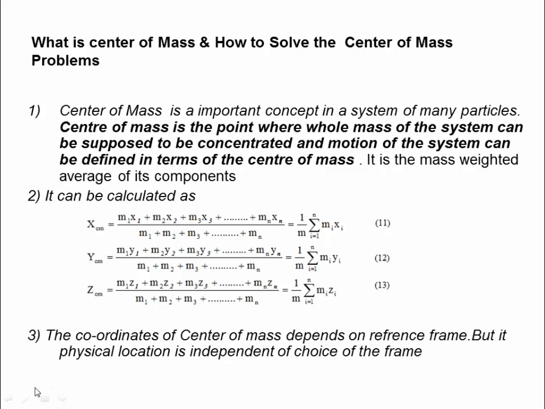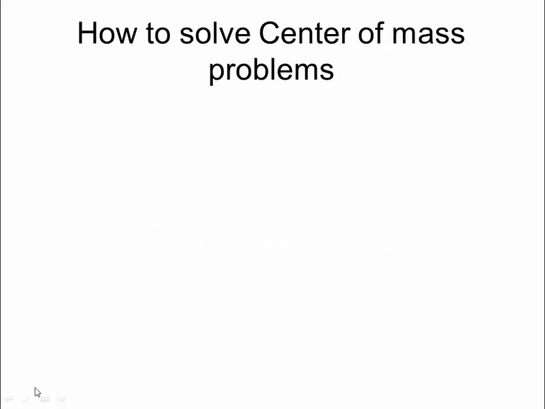The coordinates of the center of mass depend on the reference frame, but its physical location is independent of the choice of the frame. Basically, it means that the xcm, ycm, zcm could be different as per the reference frames, but the physical location of the center of mass remains the same. How to solve center of mass problems?